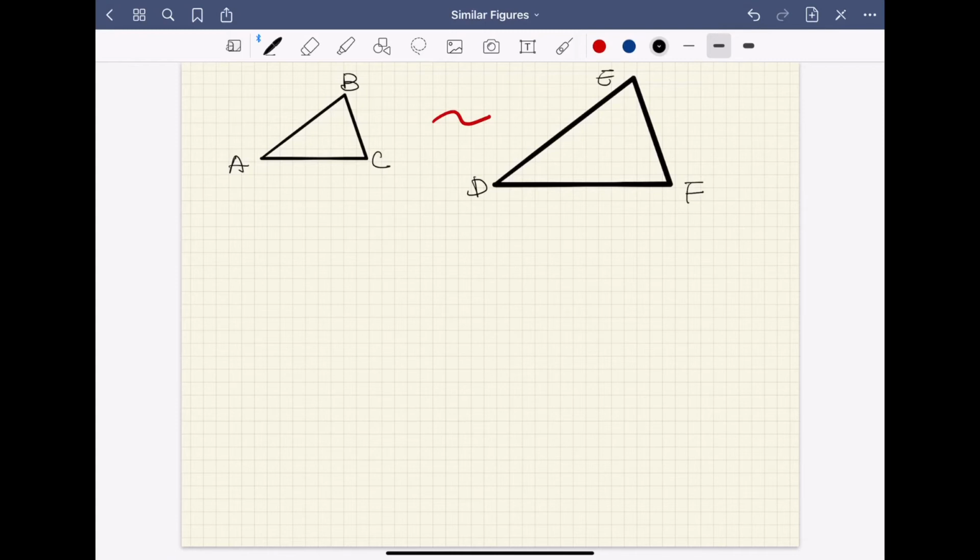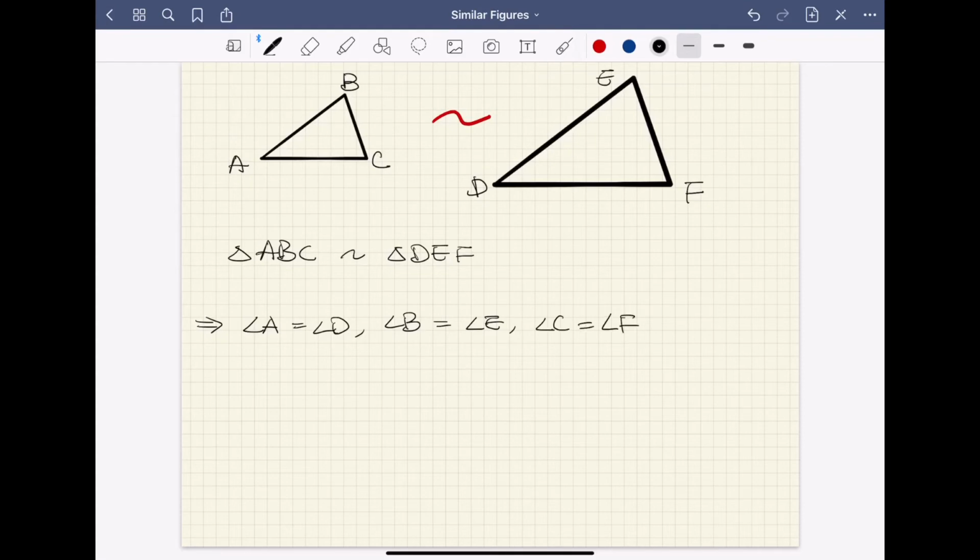For example, if the question tells you that triangle ABC is similar to triangle DEF, then we know that angle A is equal to angle D, angle B is equal to angle E, and angle C is equal to angle F. This is the part where it says the corresponding angles are equal.